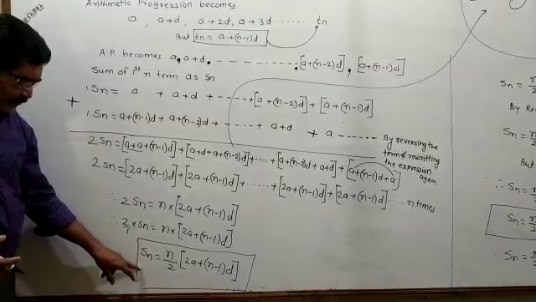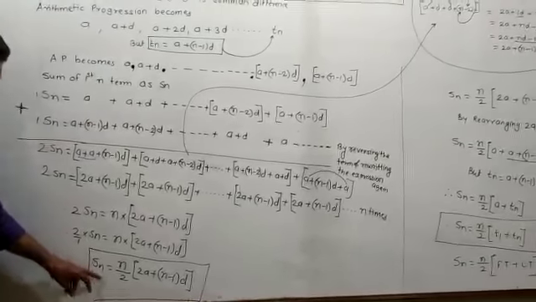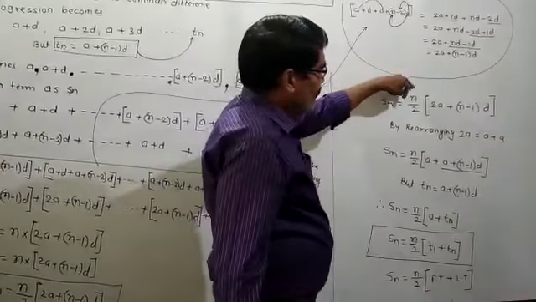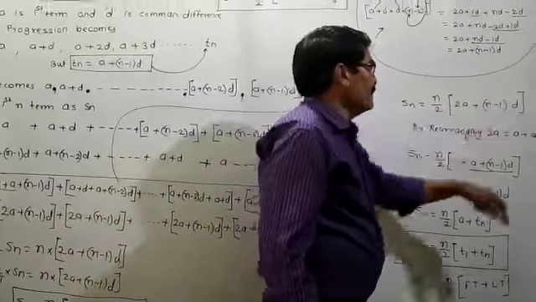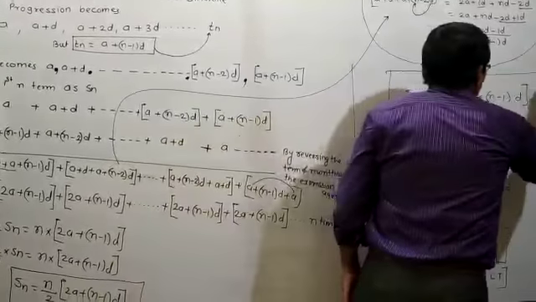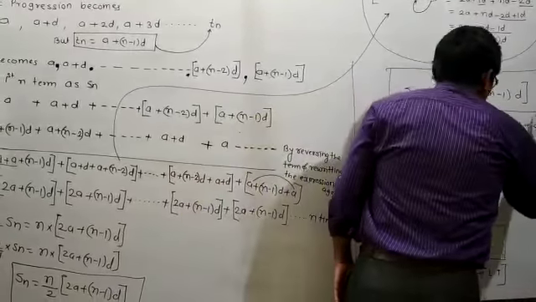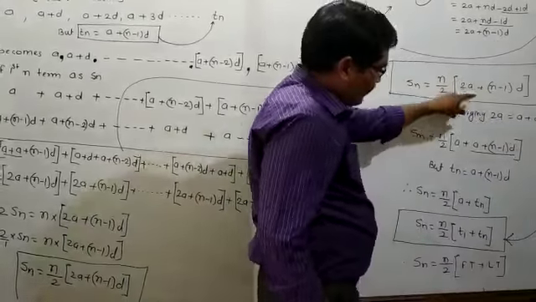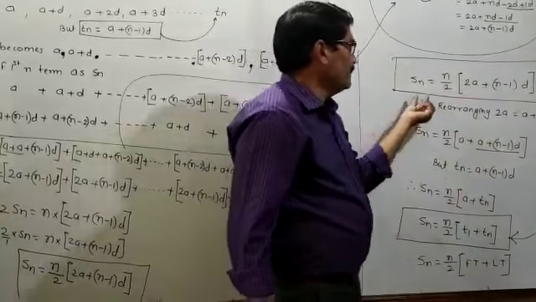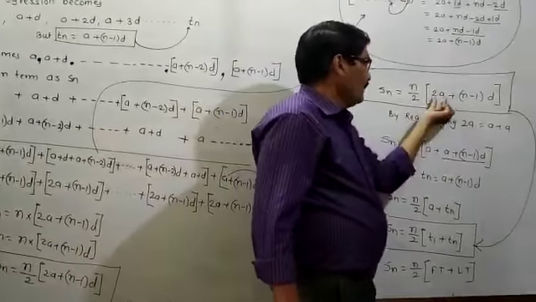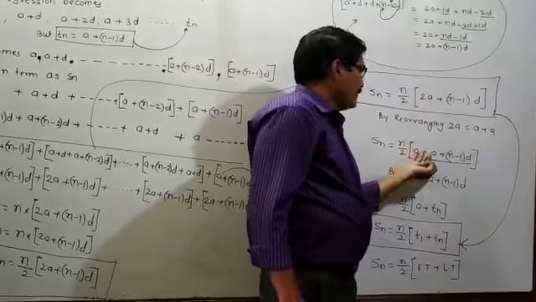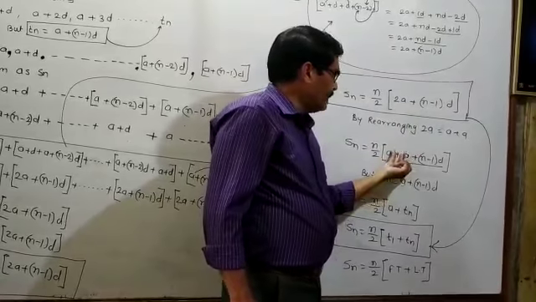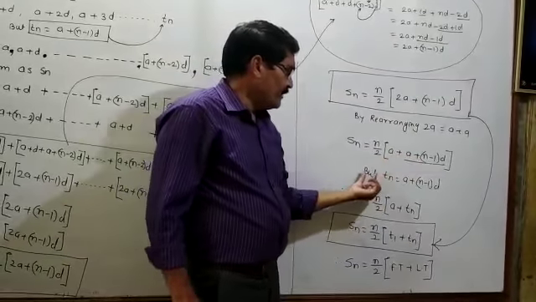But this formula I again modified. Sn is equal to, the same formula I wrote here, Sn is equal to n upon 2 into 2a plus n minus 1 into d. This is the standard formula. But again you have to modify this formula like this. How to modify it, that you have to see. By rewriting 2a as a plus a, n upon 2 as it is, this 2a you have to write as a plus a, plus n minus 1 into d.